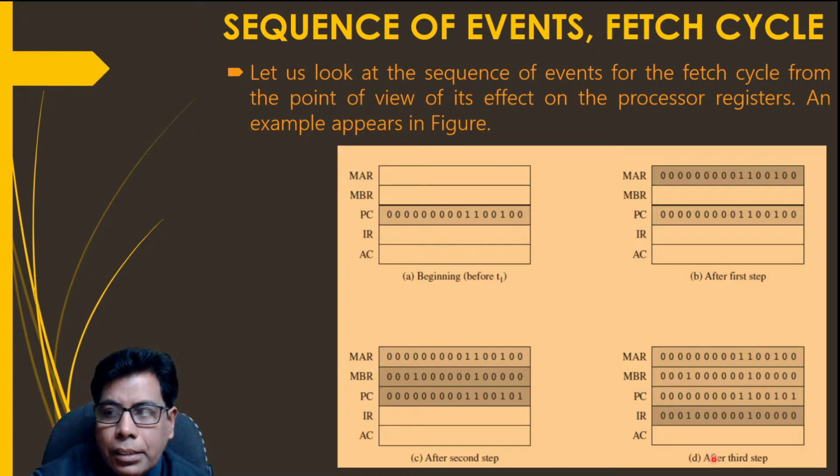Then the third step is to move the contents of the MBR to the instruction register. So this MBR content, in this case it is 001000100000, this hexadecimal value, is copied to the instruction register. So these are the micro operations which are done in the fetch side.